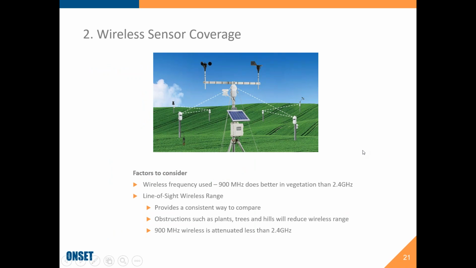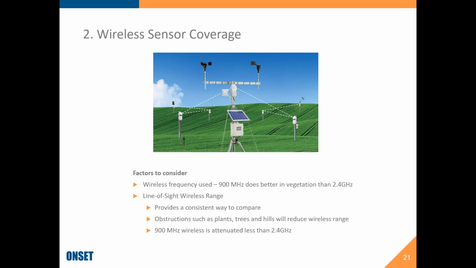So the next category to consider when looking at wireless sensor networks is the coverage, and basically, can you cover the entire research site or your fields with a wireless sensor network? Do they have enough range?